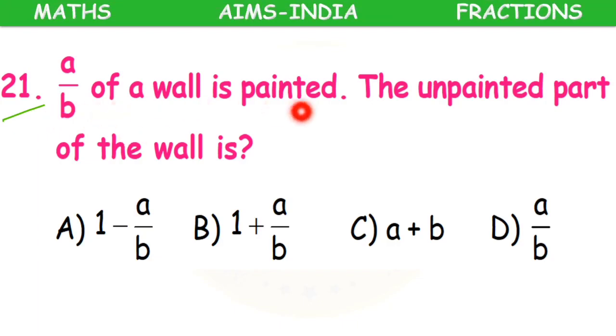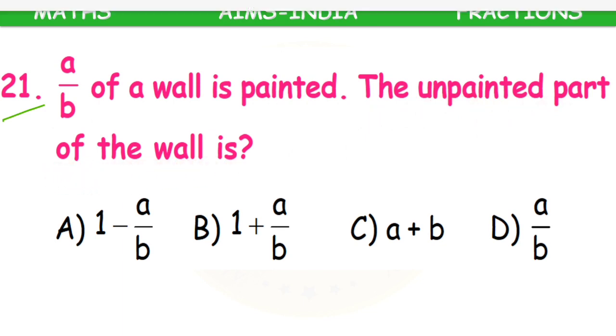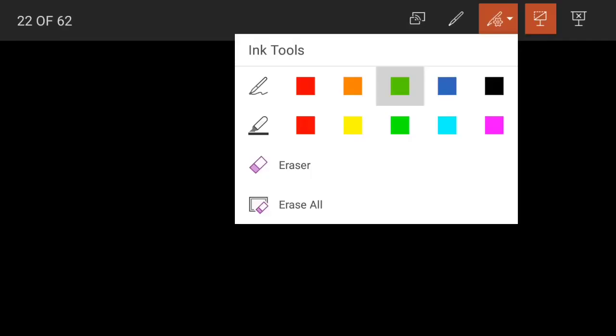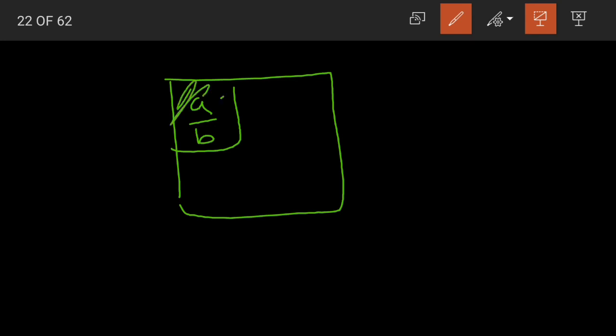A by B of a wall is painted. The unpainted part of the wall is dash. Now what are they saying? See, this is a wall. On the wall, this portion, called A by B, this fraction, is already painted. Now this portion is unpainted, right?